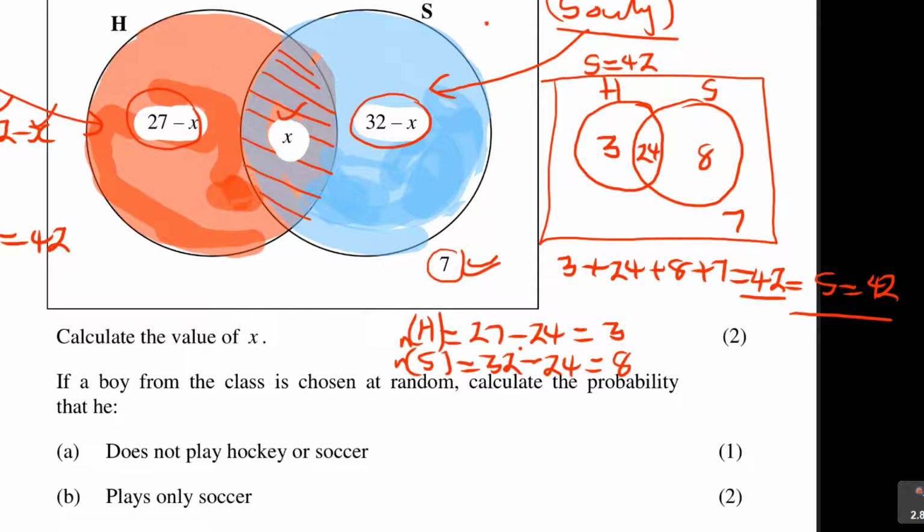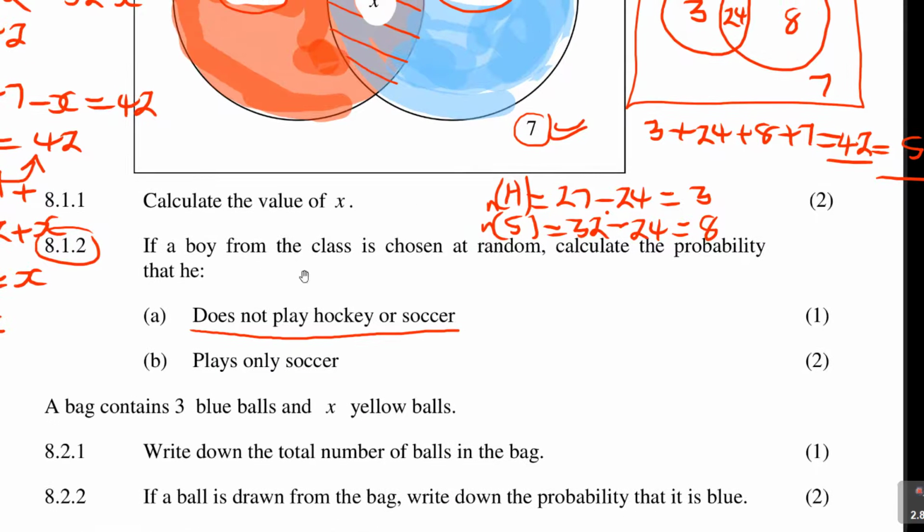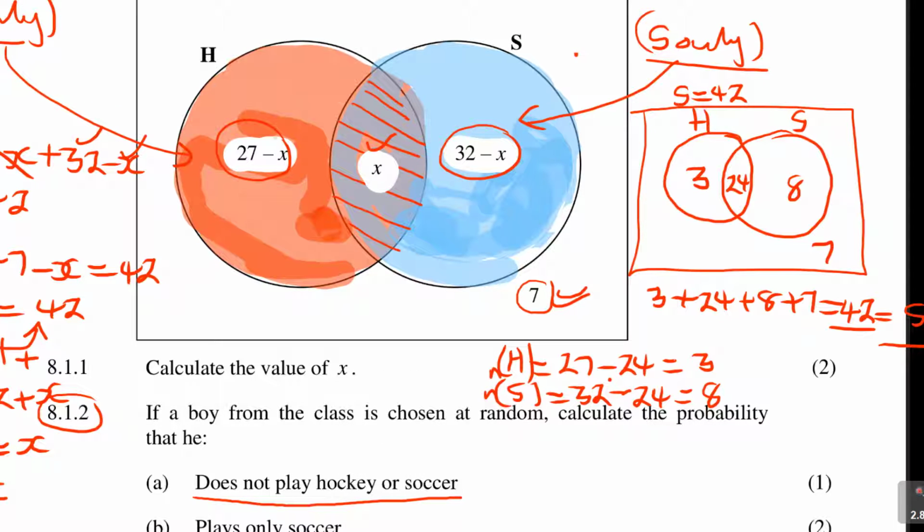Do you see what I meant to say? It must lead you to the number 42. Now let's go back to the question. We're now looking at this question 8.1.2. It says if a boy from the class is chosen at random, calculate the probability that he does not play hockey or soccer. So now remember we are looking at the probability of someone who doesn't play either hockey or soccer. So if I come to hockey, he mustn't be found playing hockey, he mustn't be found playing soccer.